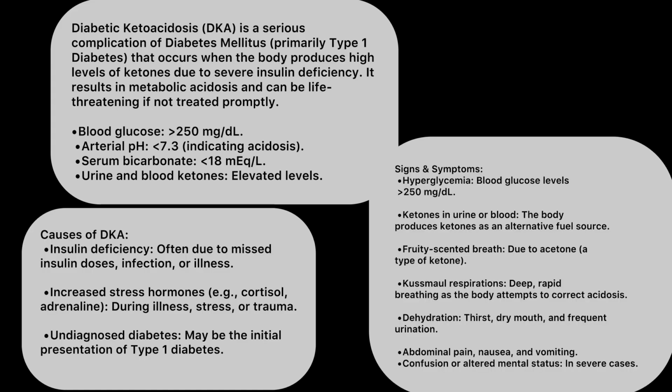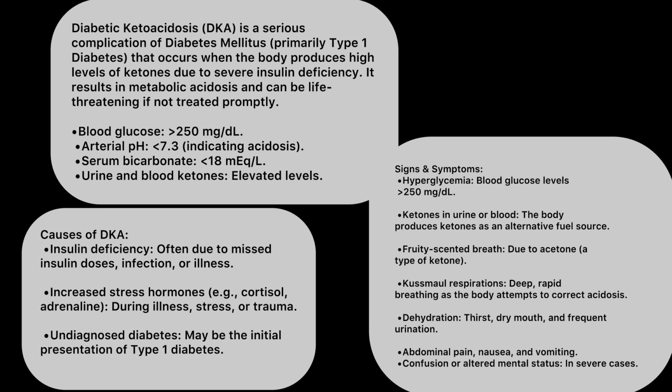Let's go on to another topic, DKA, the most important topic for NCLEX. It's a serious complication of DM, primarily type 1 DM. It occurs when the body produces high levels of ketones due to severe insulin deficiency. In this case, the blood glucose reaches greater than 250 mg per dL, arterial pH less than 7.3, or acidosis, sodium bicarbonate less than 18, and presence of increased levels of ketones in urine and blood. The causes are insulin deficiency, often due to missed insulin dosage, infection or illness, and increased stress hormones during illness, stress or trauma.